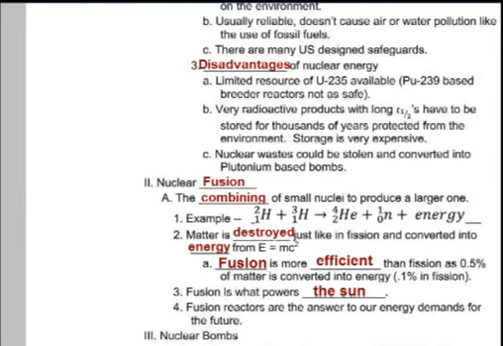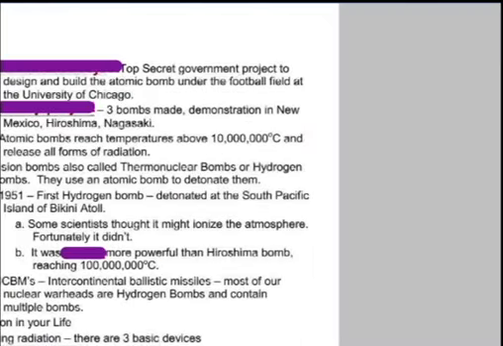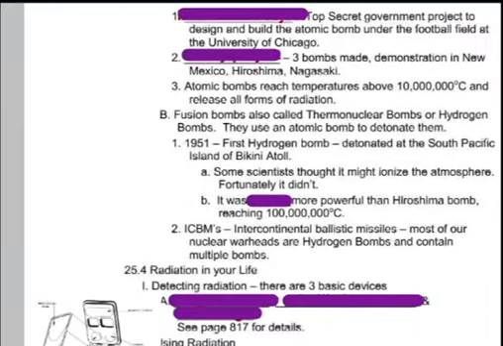Okay, which brings us to nuclear bombs. Atomic bombs are fission bombs using U-235 and plutonium-239. So the isotopes of uranium and plutonium. In order to make an atomic bomb, we had the Manhattan Project, which was a top-secret government project to design and build the atomic bomb under the football field at the University of Chicago.